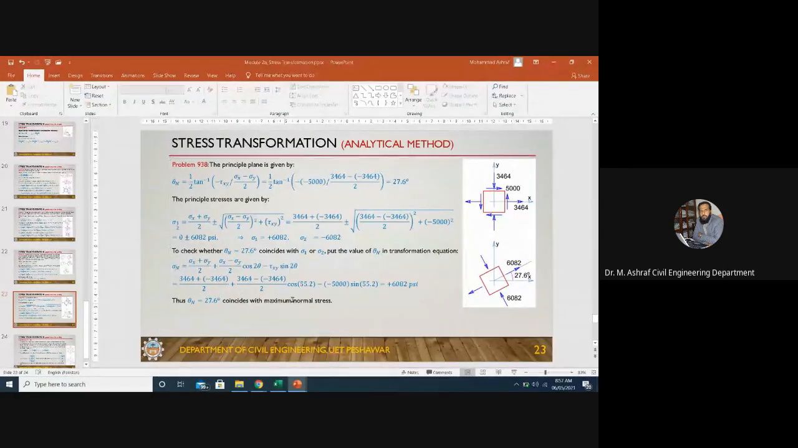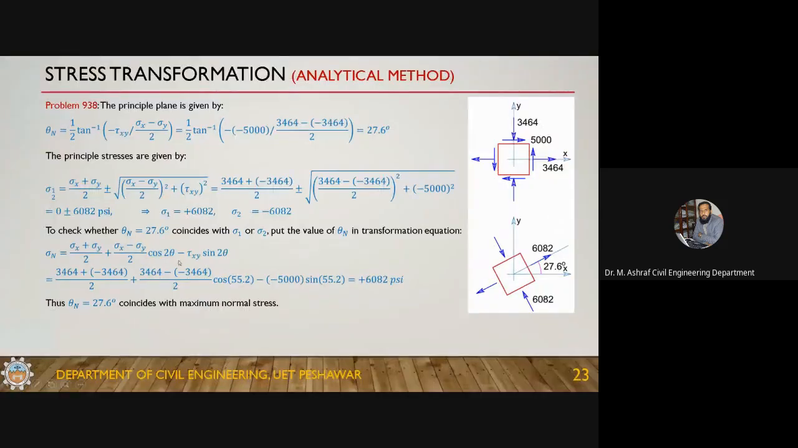Let's call it sigma n, the normal stress. If you plug in the values of sigma x, sigma y and tau xy, then it will result in 6082. So it means a positive number. So this angle corresponds to the 6082, the maximum principal stress.